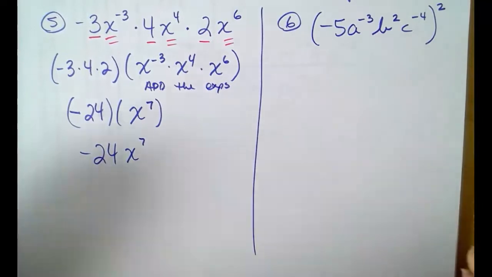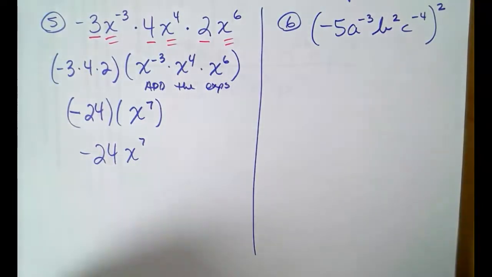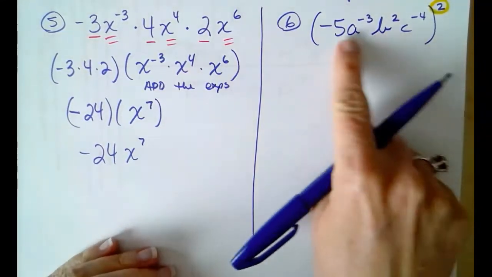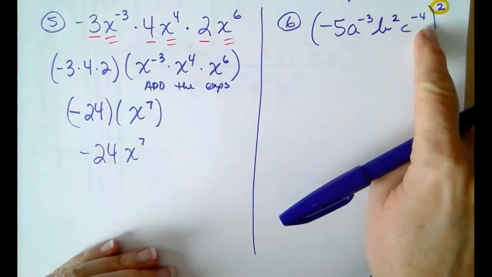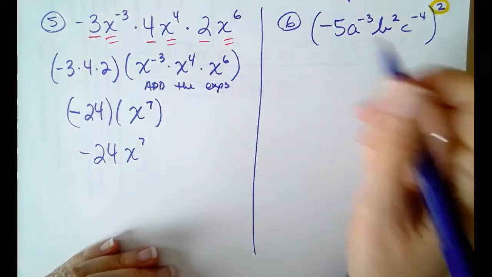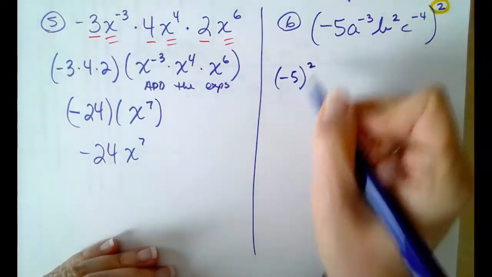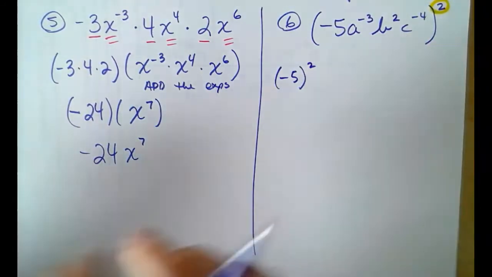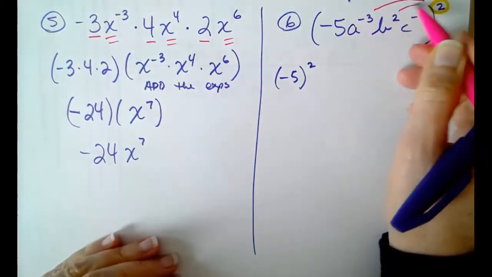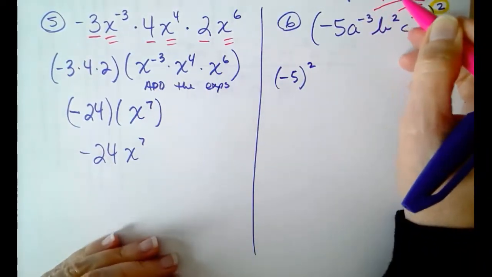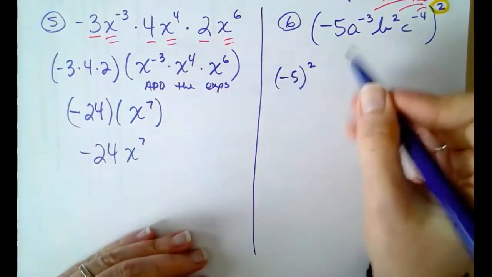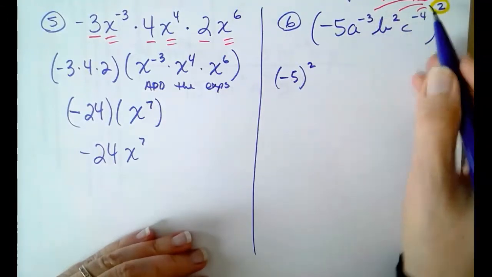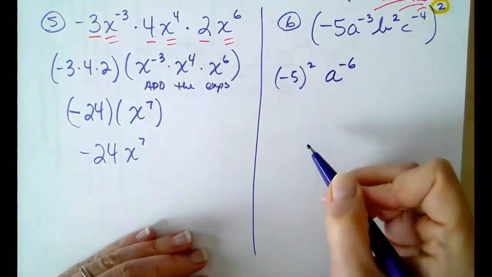Number 6, something a little bit different. In number 6, if we're following order of operations, we have to deal with that exponent. There's nothing to do inside of the parentheses, but everything inside of the parentheses is getting raised to the second power. So we've got negative 5 squared. And then we've got powers being raised to a higher power. Multiply those exponents there. So we've got negative 5 squared. We've got a to the negative 3rd squared. That's a to the negative 6th.